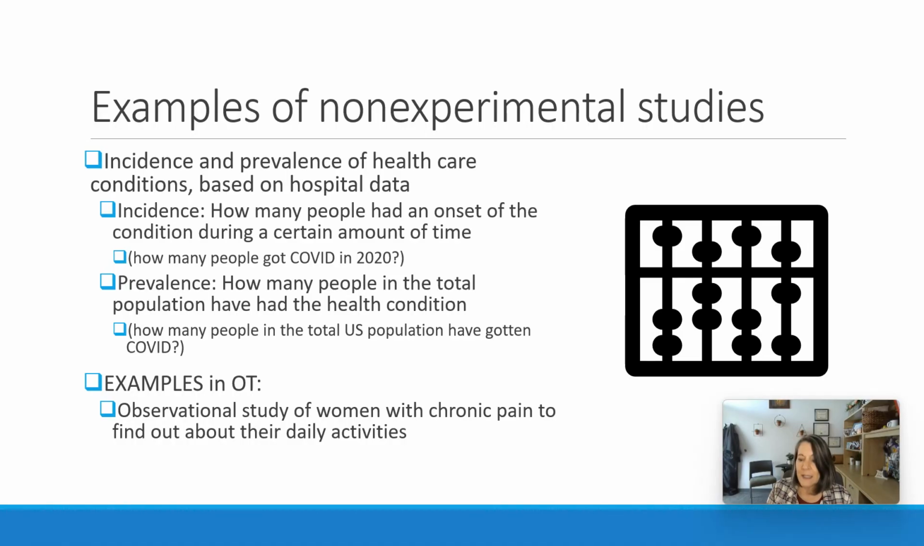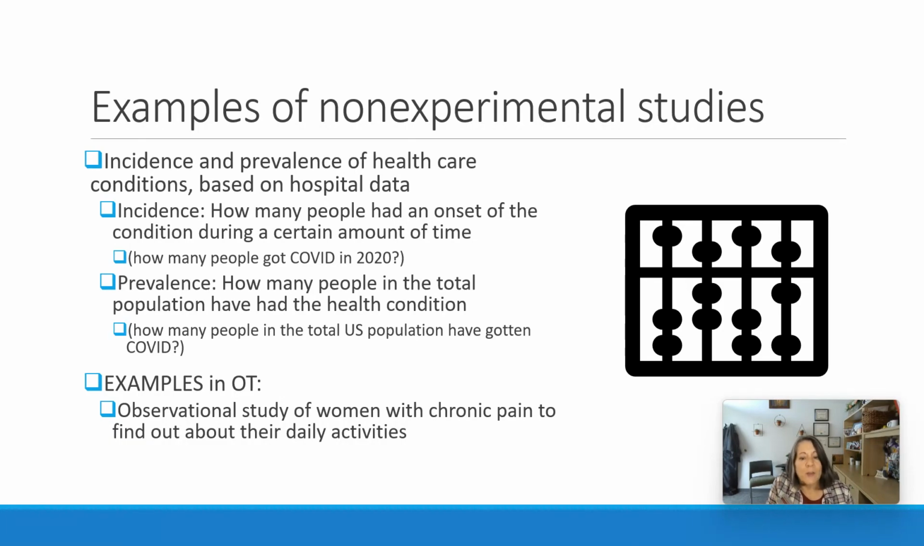We might be looking at an incidence and prevalence. Incidence means how many people had an onset of the condition during a certain amount of time. So an example of this is how many people got COVID during the year of 2020. Prevalence is over all of history, how many people in the total population have gotten this health condition. So in total, how many people in the United States have gotten COVID by this point in time. So incidence has sort of a certain amount of time. How often does it occur? And prevalence is how many total have gotten it, okay?